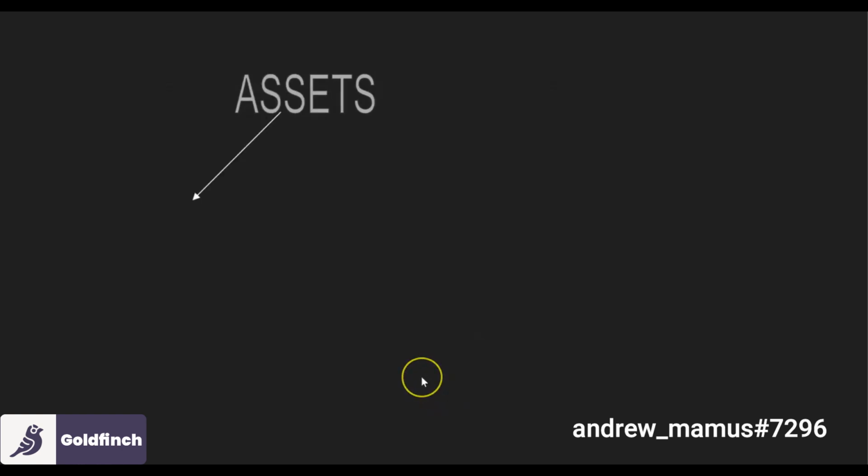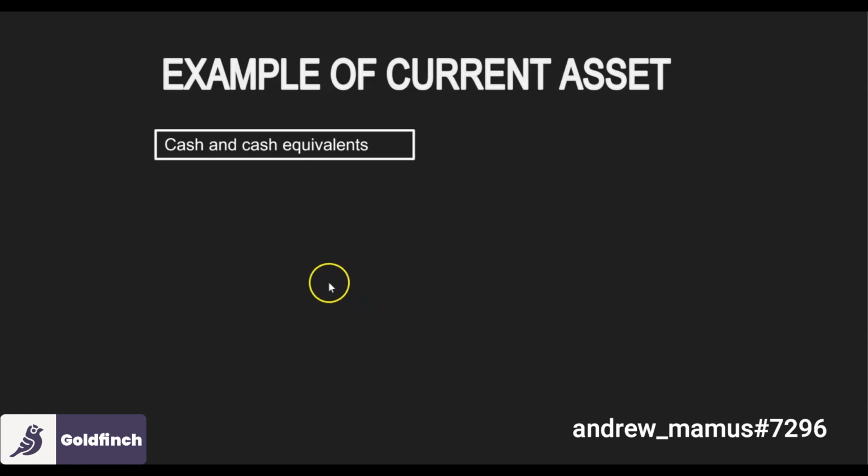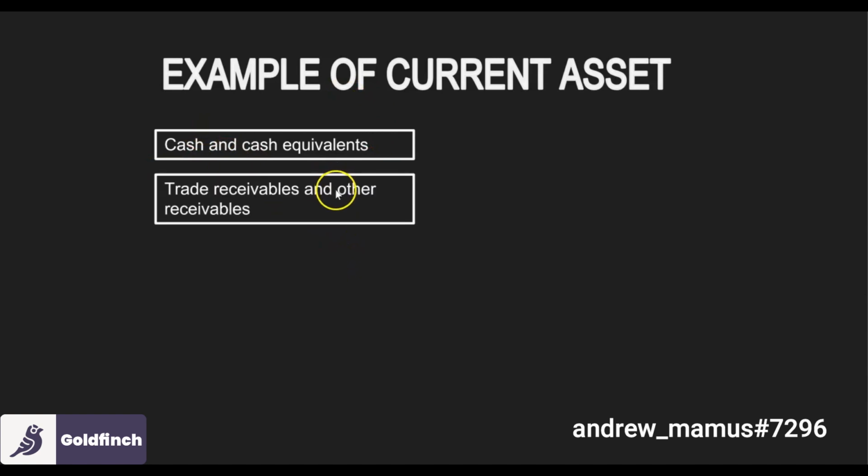Assets have two types: we have the current asset and the non-current asset. Examples of current assets are cash and cash equivalents. What are cash and cash equivalents? Cash and cash equivalents is a line item on the balance sheet stating the amount of all the cash or other assets that the business has. So that is what cash and cash equivalents are. It's just an example of a current asset.